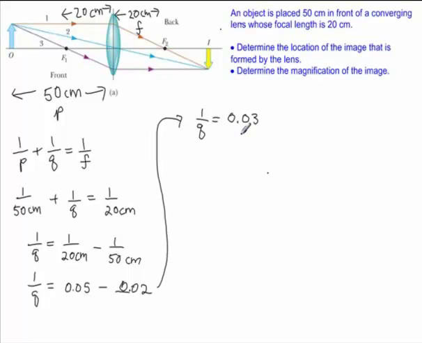So we can cross multiply, or we could multiply both sides at this point by q. That would cancel the q off on the left side, and I have 1 equals 0.03 times q. And then to solve for the unknown, I can divide both sides by 0.03. And when I divide that out, I get that the image distance is 33.3 centimeters.